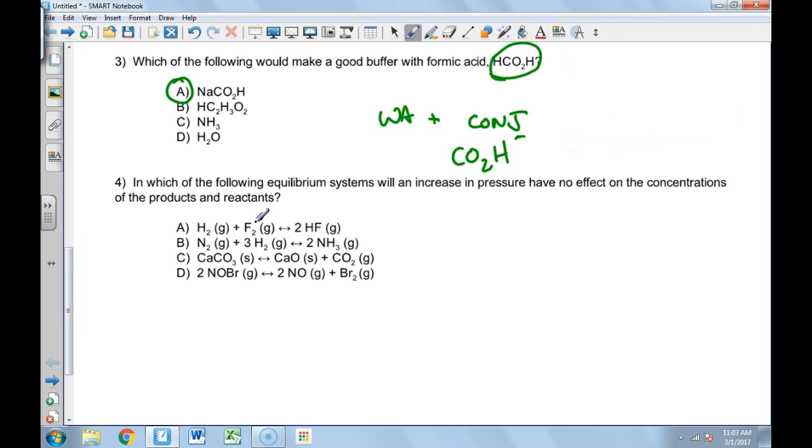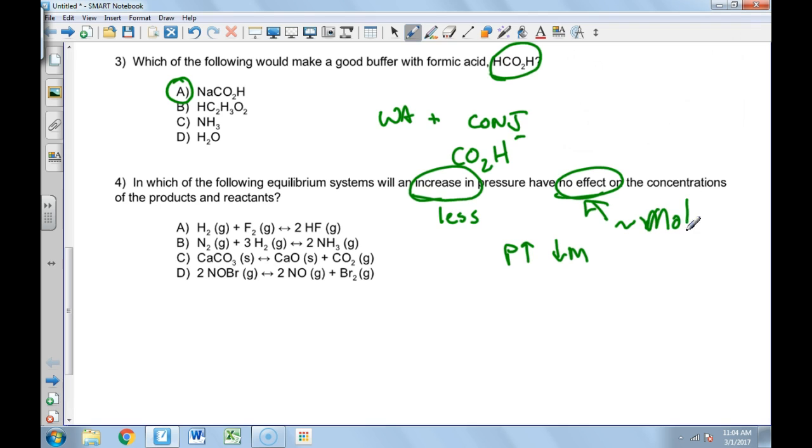Question 4 is where is pressure not going to have an effect on the equilibrium concentration of the products and the reactants? Well, remember that a shift occurs to the side with the least or the more moles of gas, depending on what you're doing. An increase in pressure is going to cause this to shift to the side with the less moles of gas. As pressure goes up, you want the moles to go down. So if you want no effect, you want about the same number of moles on each side.